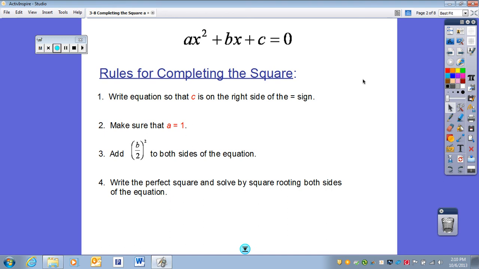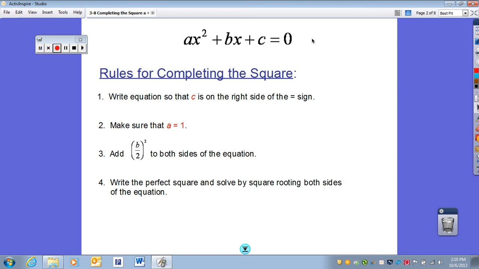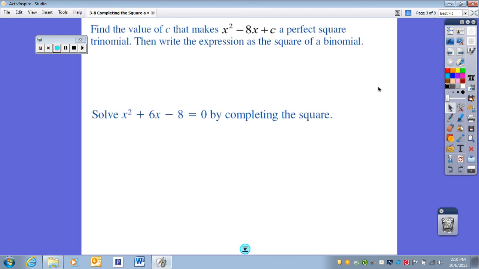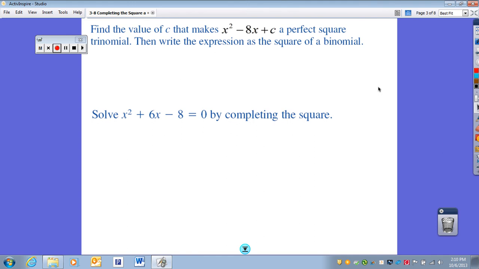Here are rules for completing the square. First, we need to remember the standard form of a quadratic equation is ax squared plus bx plus c is equal to 0. We will write the equation so that the c has been moved to the right side of the equal sign. We want to make sure that the leading coefficient is 1, and then we'll take the b, the middle term, divided by 2 and square it and add it to both sides of the equation. We'll write the perfect square, and then we'll solve the equation by taking the square root of both sides and finish simplifying.